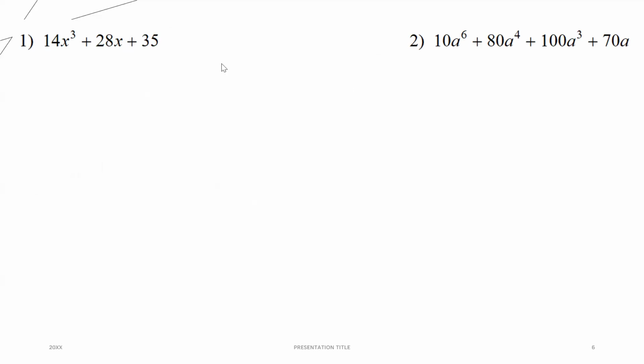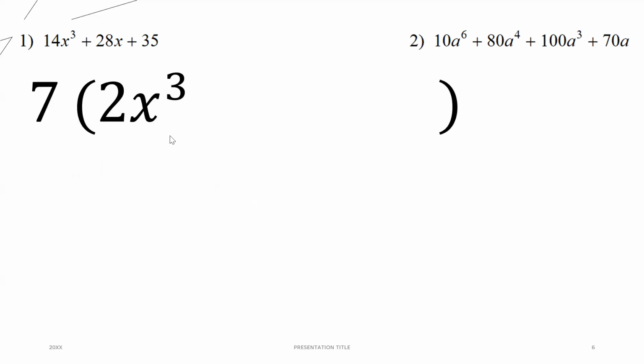Here we go. 14x cubed plus 28x plus 35. We can take out a 7. Dividing each of those terms by 7 yields 2x cubed, plus 28x divided by 7 is 4x, 35 divided by 7 is 5. Final answer. Okay. Pause the video if you need to write it down.